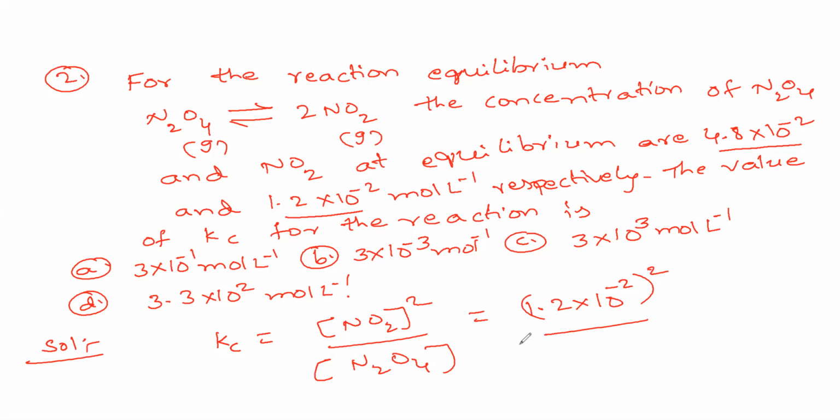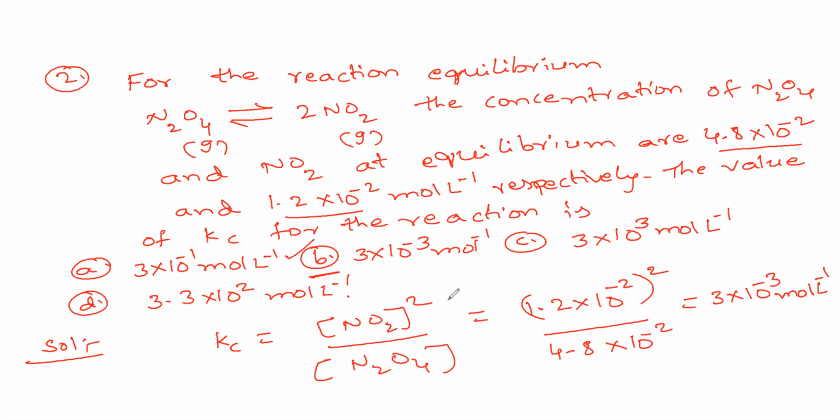by what is the concentration of N2O4, 4.8 into 10 to the power of minus 2. So if you cancel out this, you'll get the answer. So you can do the simplification. So answer for this question is second option, equal to 3 into 10 to the power of minus 3 moles per liter. It should come as 3 into 10 to the power of minus 3 moles per liter. So this cancellation, you can do it. So answer is second option.